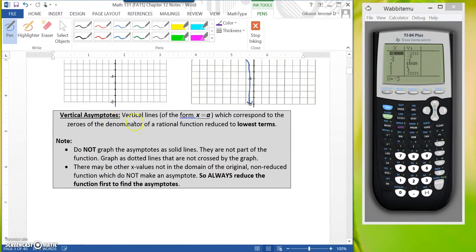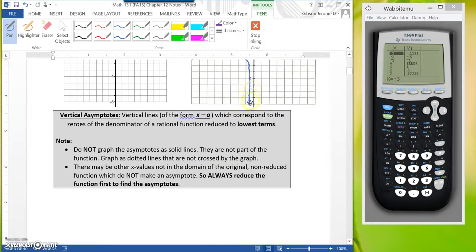Now it says vertical asymptote is vertical lines in the form x equal a, which correspond to the zeros of the denominator of a rational function, reduced to lowest terms. Note, do not graph the asymptotes as solid lines. They are not part of the function. Graph as a dotted line that are not crossed by the graph.